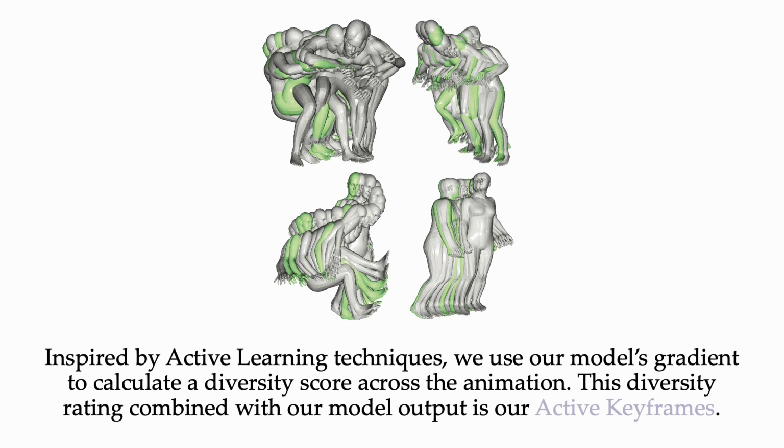We then take inspiration from active learning techniques and use our model's gradient to calculate a diversity score across the animation. This figure shows examples of some of our selected active keyframes, which appear in green. Note that for the top and bottom left, frames beginning the transition from sitting to standing are selected because they're especially important in getting a realistic placement.